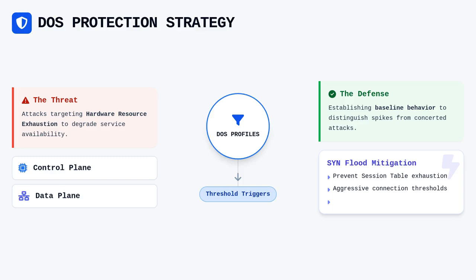By setting aggressive thresholds for these connections, the firewall can drop suspicious traffic before it consumes the session resources required for legitimate business traffic. These profiles operate on a per-zone or aggregate basis, allowing us to distinguish between normal traffic spikes and an actual concerted effort to degrade service availability.